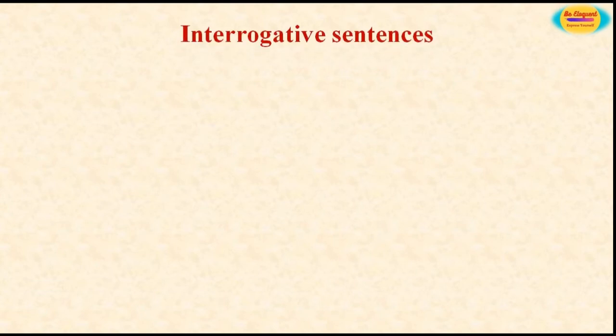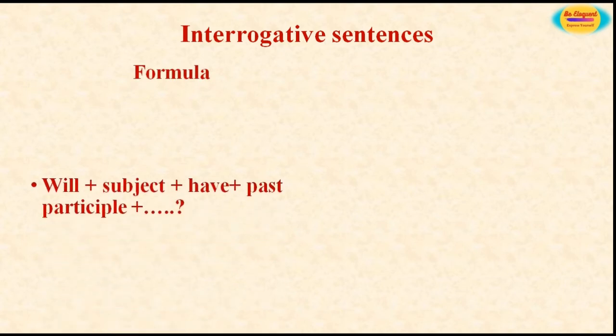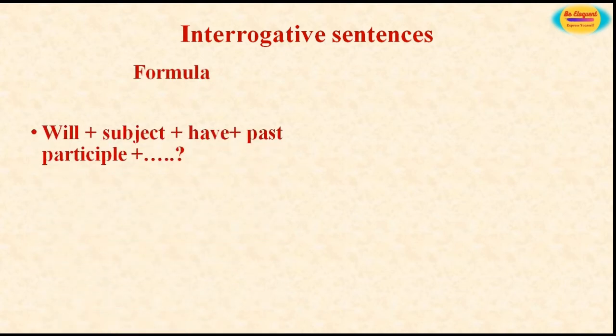To make the question, auxiliary verb comes at the start of the sentence and question mark at the end. The formula is will plus subject plus have and past participle along with rest of the sentence followed by question mark.